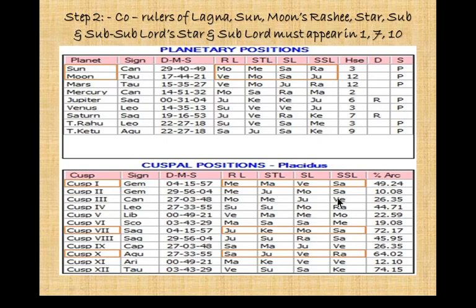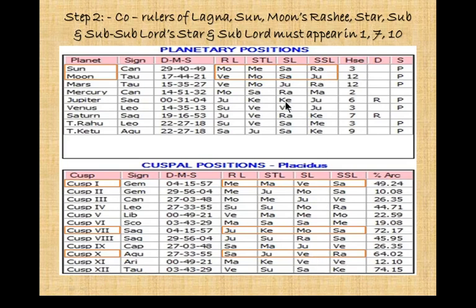Moon appears in 7th, Saturn appears in 1, 7 and 10th. Sun was in the star of Mercury, and Mercury is in the star of Saturn, and sublord is Rahu. Saturn appears in 1, 7 and 10. Rahu appears in 10. Sun was in the sublord of Saturn. Saturn's star is Venus. Sublord is Rahu. Venus appears in 1. Rahu appears in 10th. Venus also appears in 10th.